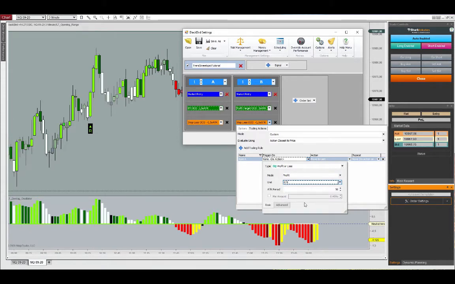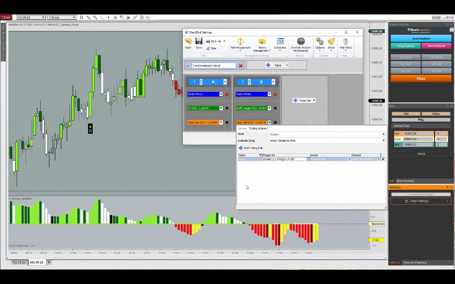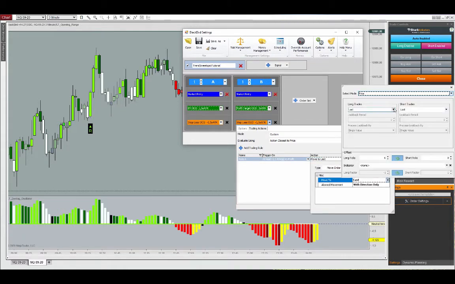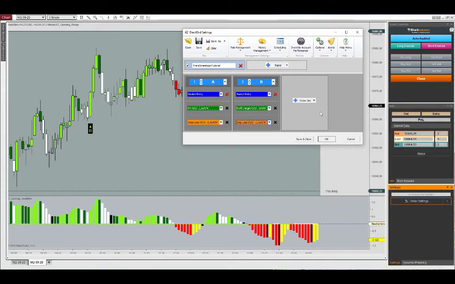ATR 1.5, then we will move the order to entry price. So this is then at break even when this profit target is hit. Many of you will be familiar with ATM strategies. So this is a way to duplicate that here if you are working with that currently.